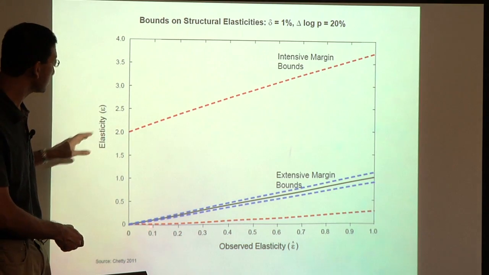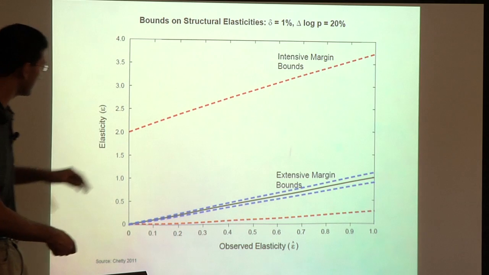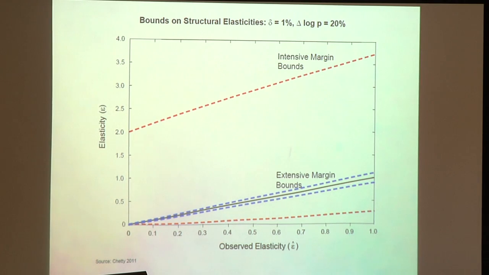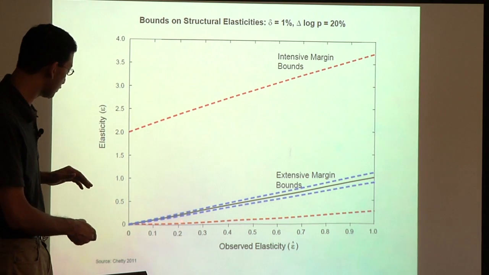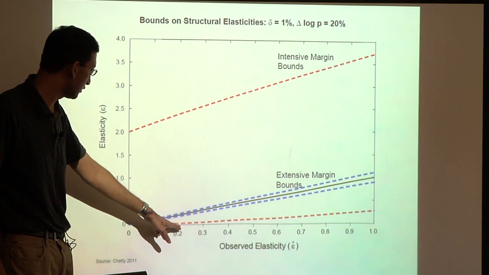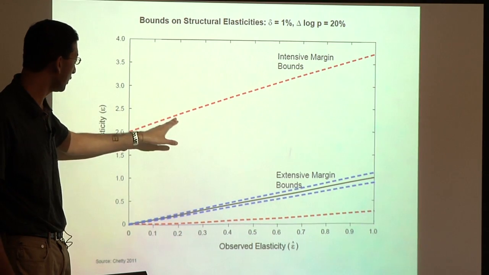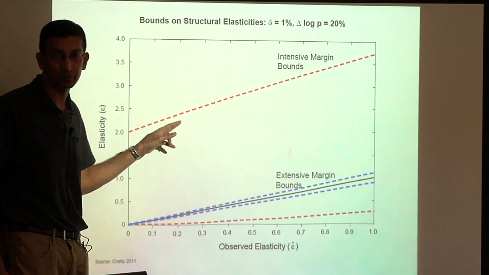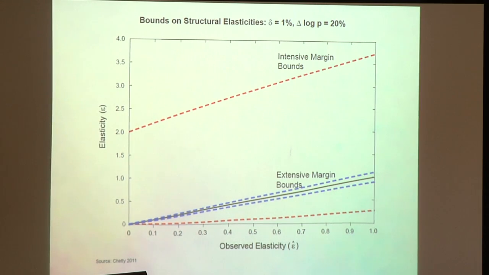So first of all, you can see that with a 20% price change, the intensive margin bounds are incredibly wide. If you estimate an elasticity of 0.2, the true underlying elasticity could be anywhere from basically 0 or 0.01 all the way to well over 2. What that's telling you is that the typical study that might use a 20% price change doesn't really contain that much information about what the underlying structural elasticity is, even if you allow for very small frictions.